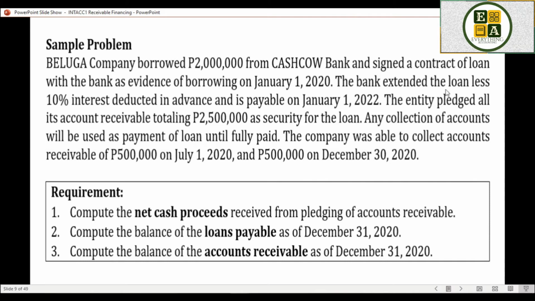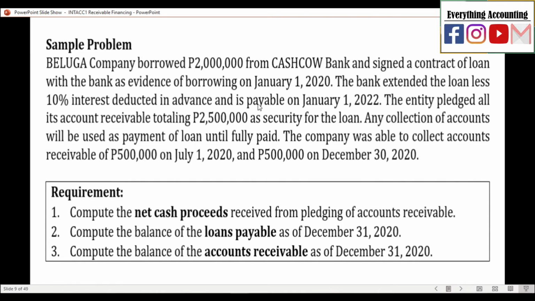Then the entity nag-pledge ng kanyang entire receivable na 2,500,000 as security dun sa loan. Then, any collections dyan sa 2,500,000 na yan, gagawing payment on the loan until fully paid. So, nakakollect daw ng 500,000 each sa July 1 and December 31 of the same year, 2020.